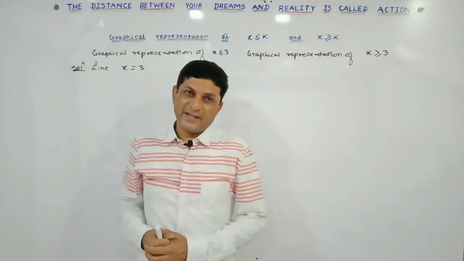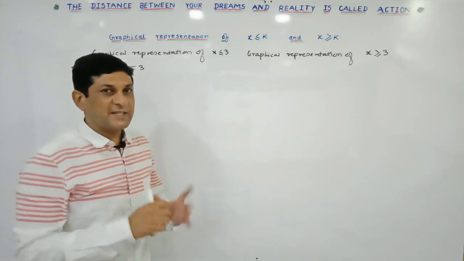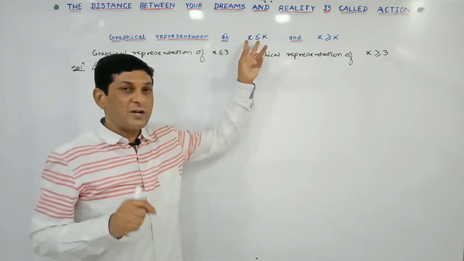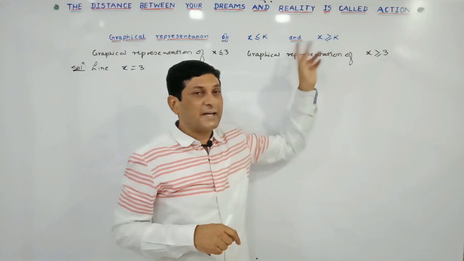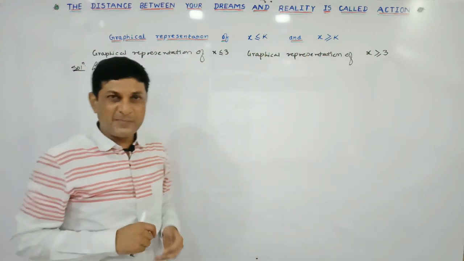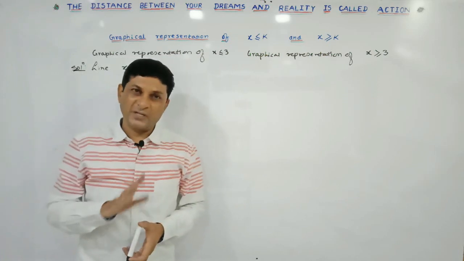Now see the third case. In this case we are supposing that the given expression is in the form x is less than or equal to k, or x is greater than or equal to k. In such cases, how to find the graphical representation, that is, how to find the solution set.